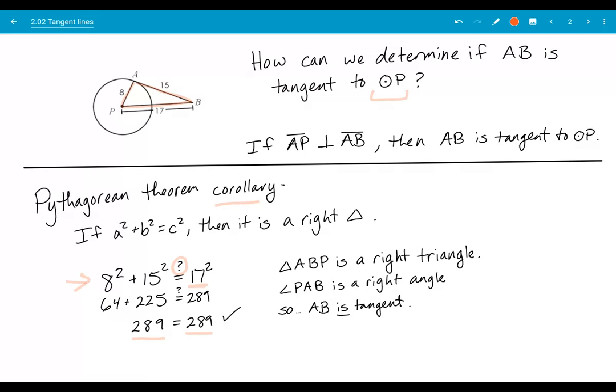That means that they follow the Pythagorean theorem, which means that it is a right triangle. And if it's a right triangle, you have a right angle. And if you have a right angle in this particular case where we need it to be, that means that AB is, in fact, tangent.